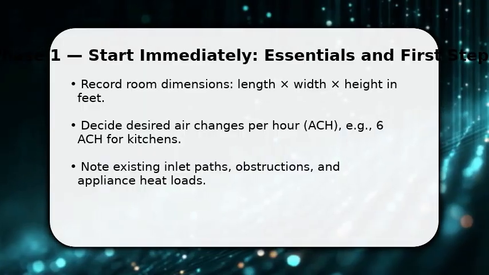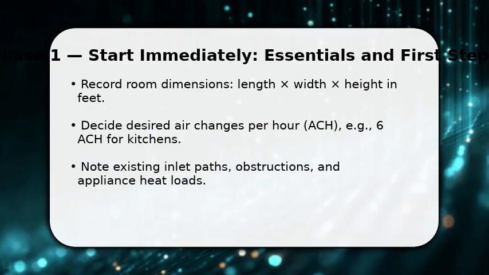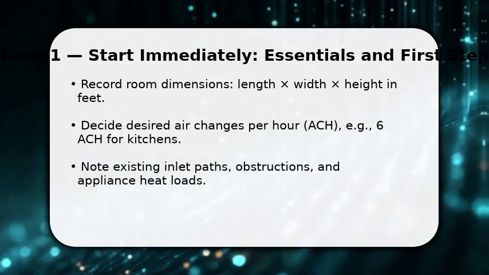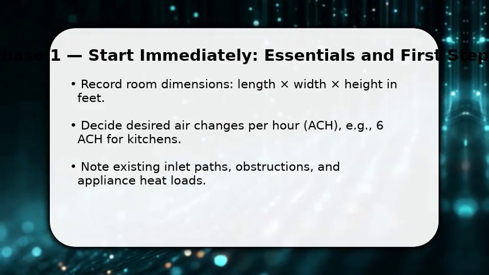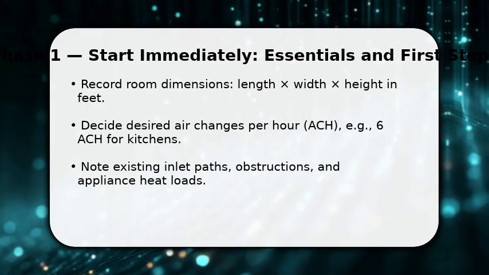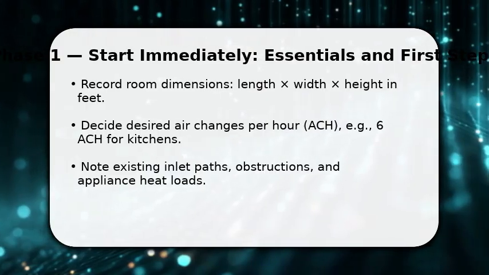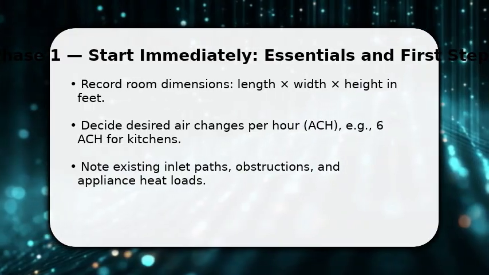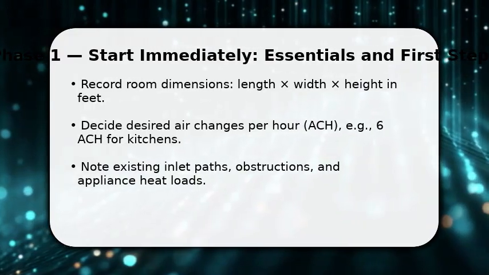You start by measuring the room, length, width, and height because volume sets the basis for CFM. Once done, pick a target air changes per hour. For example, choose 6 ACH for a busy kitchen or 0.5 ACH for storage. Make sure to record obstructions, vents, and heat sources since they influence required flow and placement.